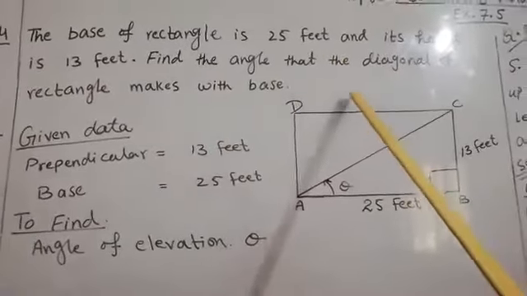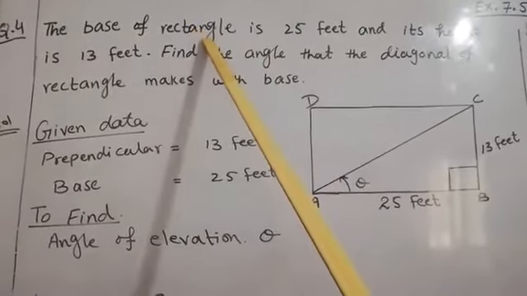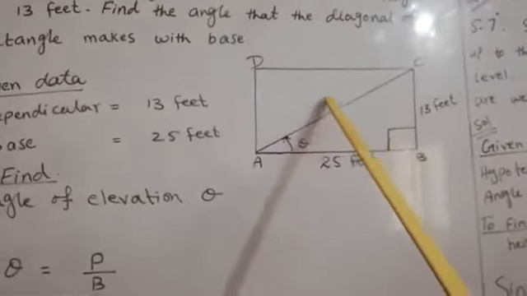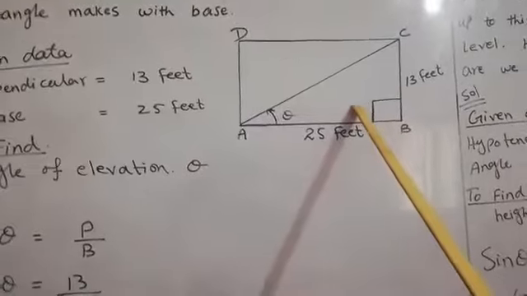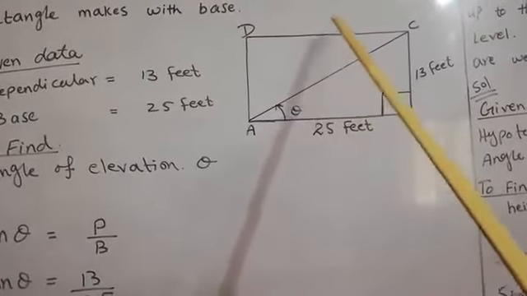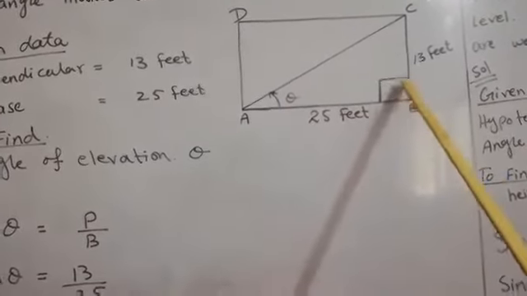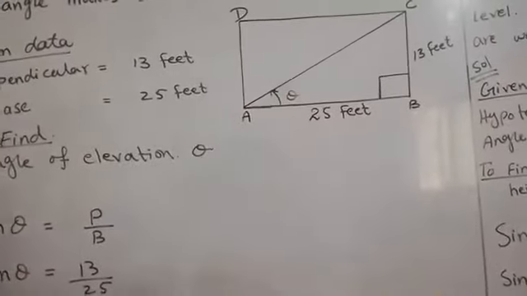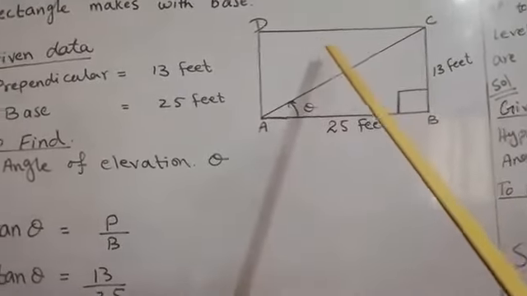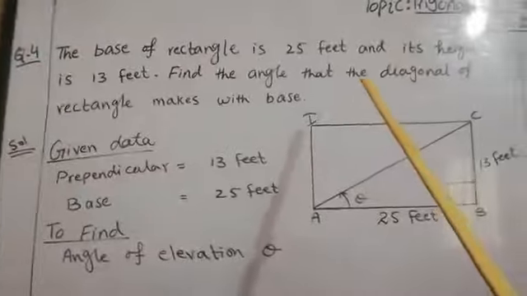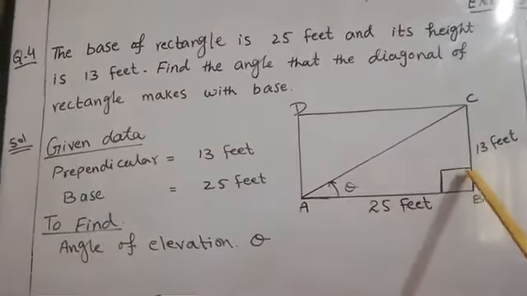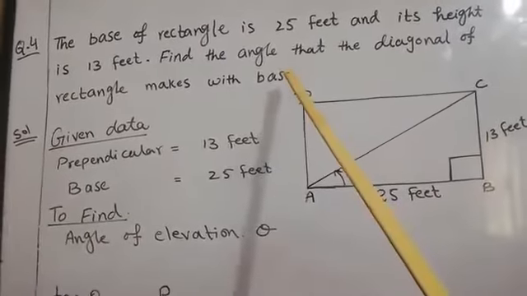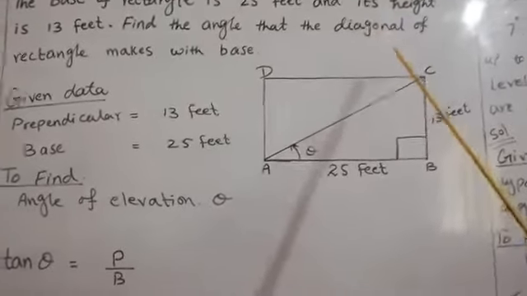According to this question, the first thing is that we have a rectangle. So draw the rectangle. A rectangle is a shape in which all the opposite sides are equal in measurement, and all the angles must be right angles, means angles of 90 degrees. Write the measurement of base and height according to the question. And now we will find the angle.